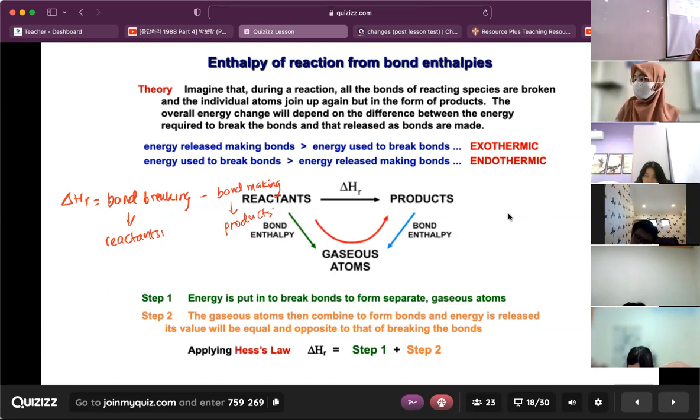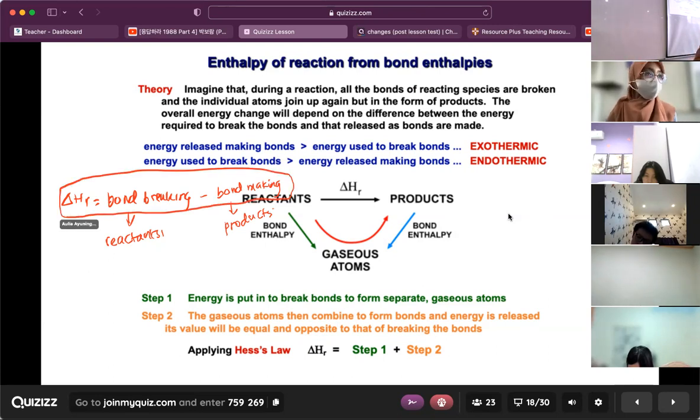Actually, this formula is derived from Hess's Law. So let's say you have reactants and they become products, which gives delta HR, right? And then it's changed to gaseous atoms. Gaseous atoms means you need information from bond enthalpy. And the products are also there. So if you are using Hess's Law, then you will know that it is bond breaking minus bond making.